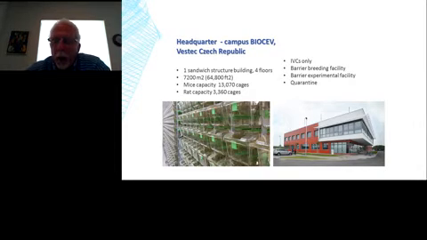It's a four-floor animal facility, new as of 2016. They're still building and developing in the facility. It is both a barrier breeding facility and a barrier experimental facility, and they have a very good quarantine there. Capacity of this facility is about 13,000 cages of mice and about 3,400 cages of rats.